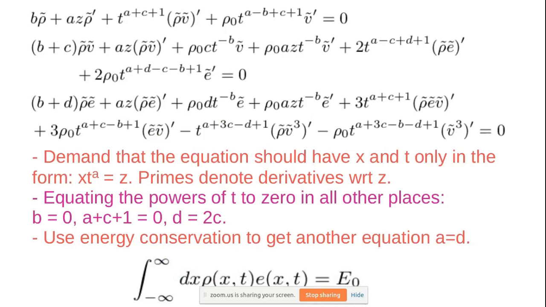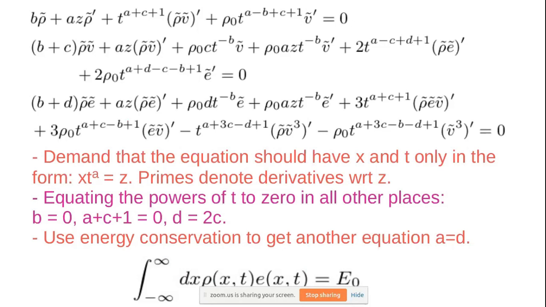So now we demanded that there's only x into t power a in the whole equation and there's no other way. So every other place where we find x and t in the form of anything else other than x t power a, we demand it to be 0. We demand that the t term should not appear there. So the t power minus b, we demand that it shouldn't appear. That can only happen when the exponent is 0.